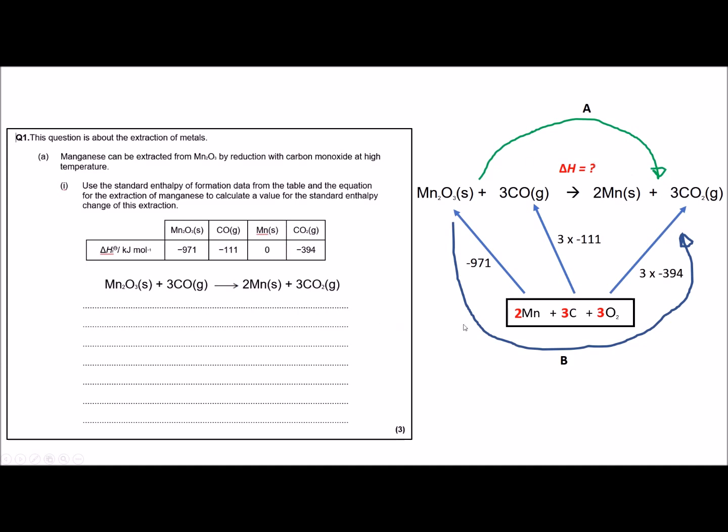Now a key thing to bear in mind is that whenever you reverse an arrow, so this minus 971 becomes plus 971. We then add that to 3 times plus 111. Add that to 3 times minus 394. It's going to stay a minus number because you're going with the arrow. Put that into your calculator and you should get plus 122 kilojoules per mole.